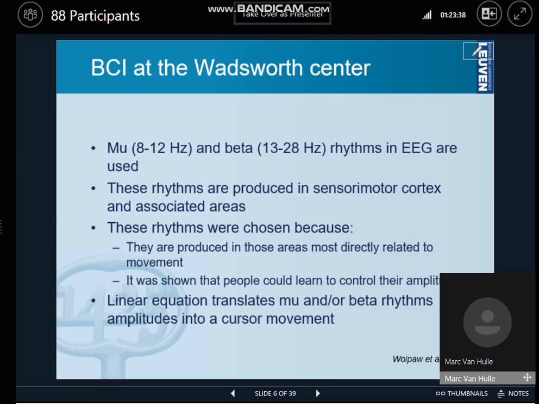So slide 6, this is at the Wadsworth Center in the US, in Maine. It relies on what we already said. The mu band and the beta band, these two bands are connected. So if you have motoric activity, performed or imagined, there will be changes in those bands. And this is what you're going to use. You're going to record over the sensory motor cortex, because as I said before, it's not only motor activity, but also sensory activity, the touch.